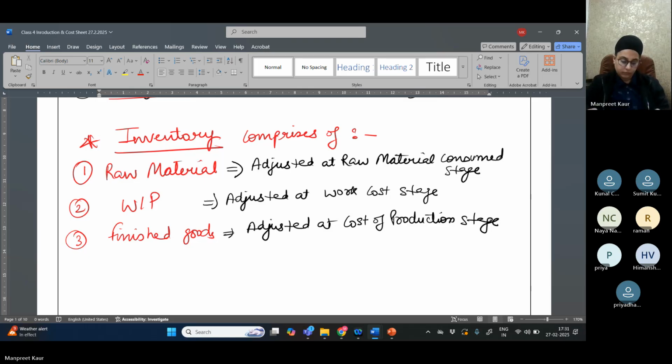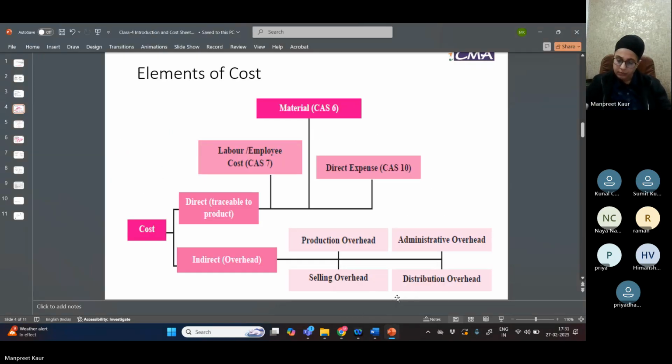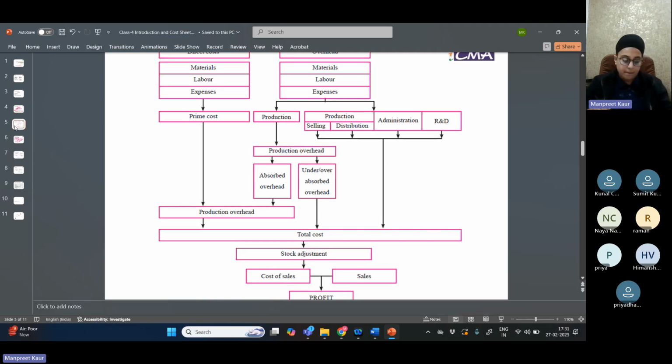So, in elements of cost, we had discussed material, labor, and direct expenses, which are either direct or indirect, and production, admin, selling, and distribution.